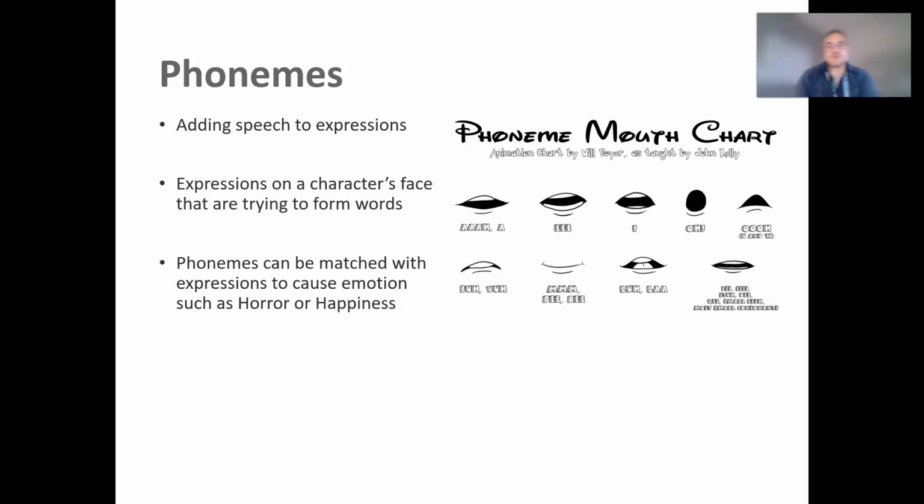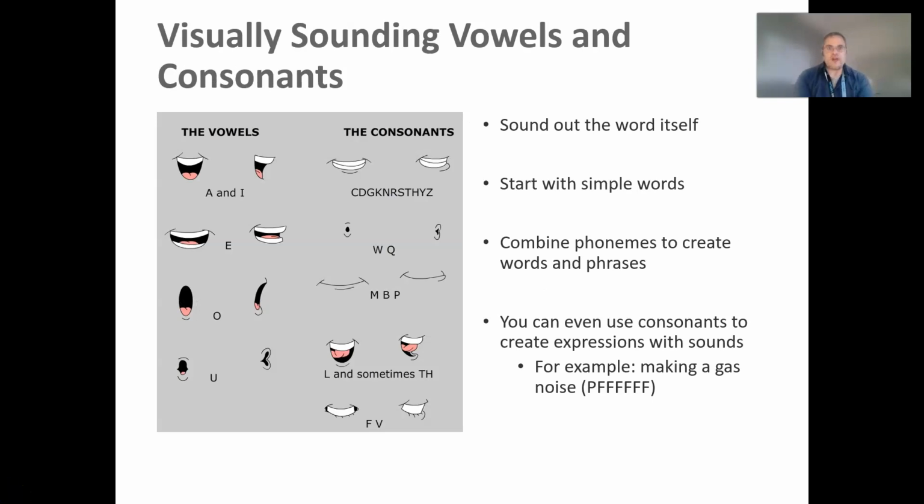So yeah, phonemes are just really adding speech to expressions, expressions on a character's face that are trying to form words. Phonemes can be matched with expressions that cause emotion, such as horror or happiness. A lot of times when you're visually sounding the vowels and the consonants, you have to sound out the word itself and start with simple words. Use a mirror, use a camera, try to reflect it, and then you can see how the mouth forms with everything going on.